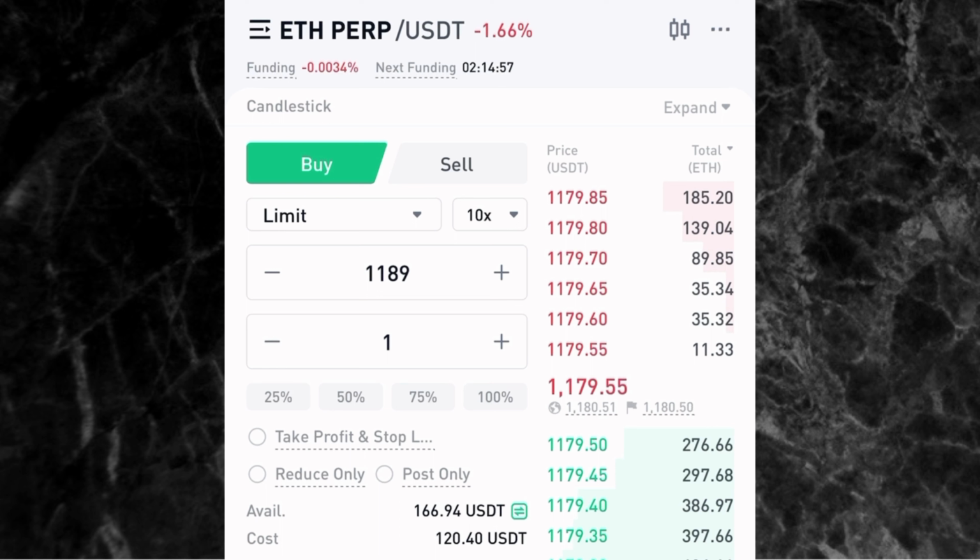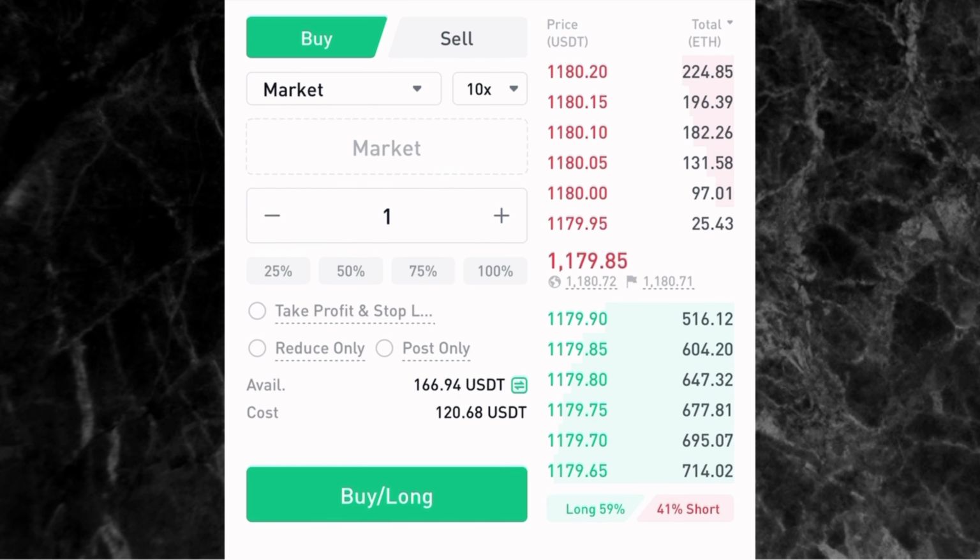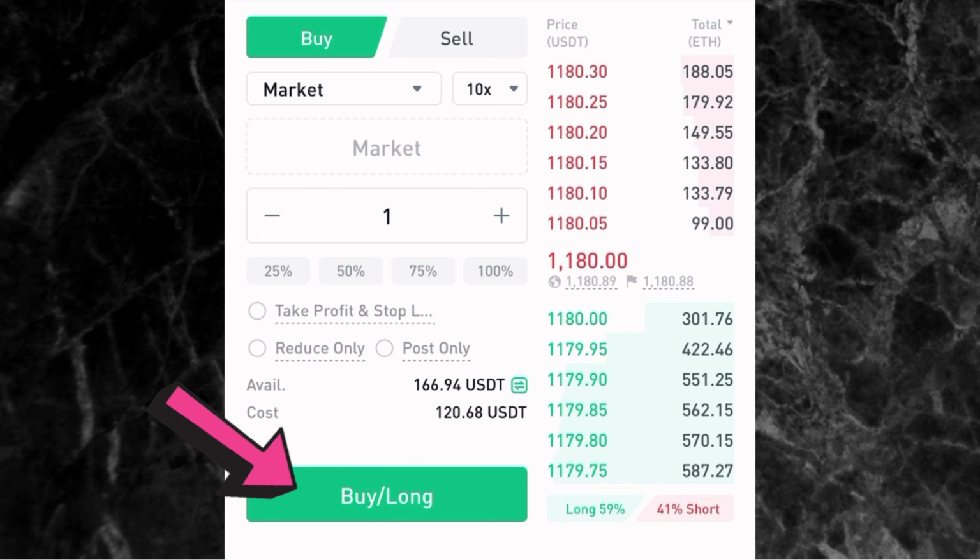So if I tap on buy or long, I'll be able to enter this trade at 1,189 USDT. But let's say, for example, I want to use market order type. Market order type, you are entering the market immediately or instantly. So what you only need to do is just enter the quantity of ETH you want to trade. So let's say, for example, I want to trade just one ETH. I'll pick one ETH right there, and then I'll come here and tap on buy or long. If I tap on buy or long, I will enter the market or the trade instantly or immediately.